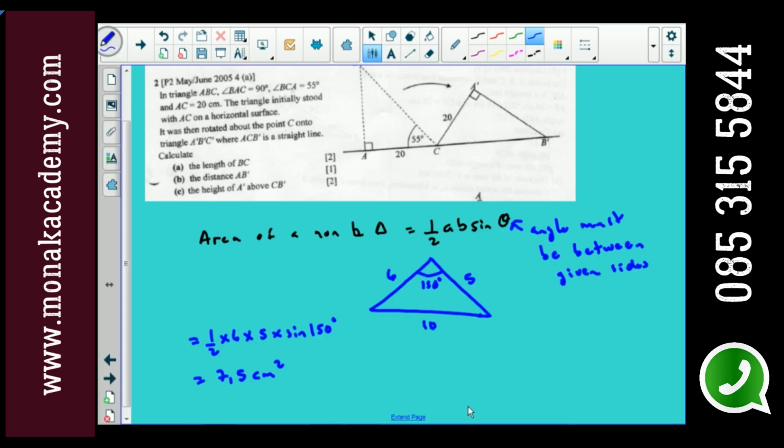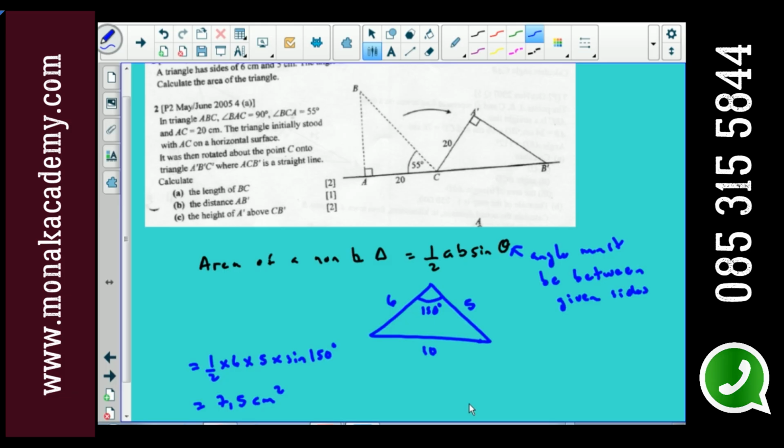But be very careful whenever you're using the area formula. Always choose the sides that are forming the angle. You can't use the sides that are not forming the angle, because that's the mistake that students make. Let's say that thing was given with all sides like that. You can't take 6 times 10 and then 150. It has to be the sides between the given angle. You can't use the 10 since the angle that is given is between 6 and 5.